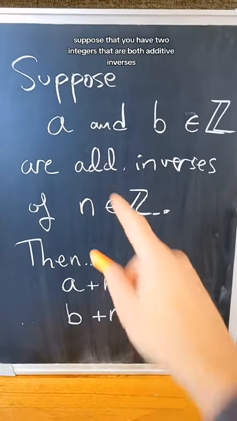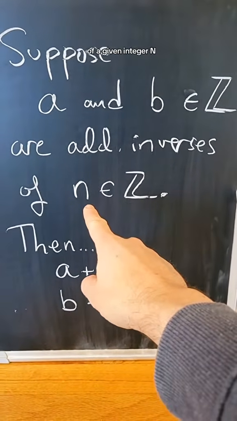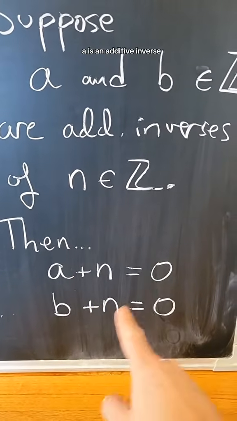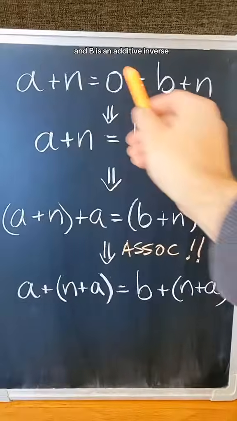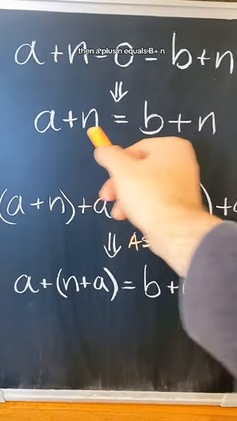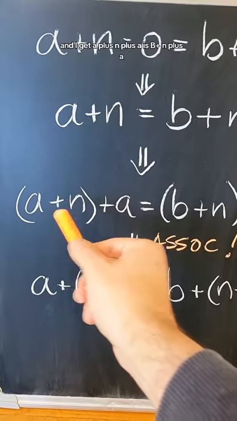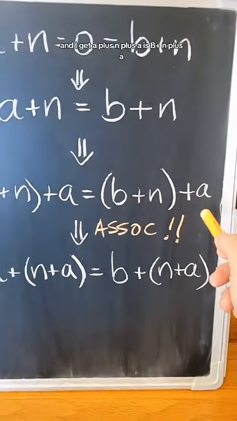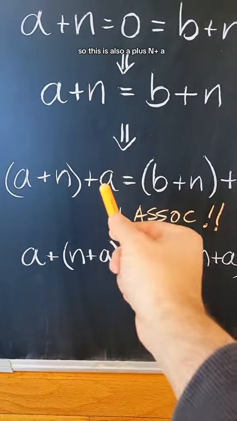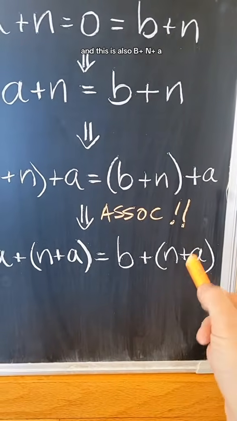Now for the proof, suppose that you have two integers that are both additive inverses of a given integer n. Then a is an additive inverse and b is an additive inverse. And if a plus n equals 0 and b plus n equals 0, then a plus n equals b plus n, and then I can add a to both sides, and I get a plus n plus a is b plus n plus a. And I should have mentioned that addition is associative, so this is also a plus n plus a, and this is also b plus n plus a.